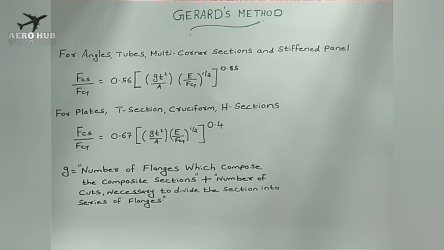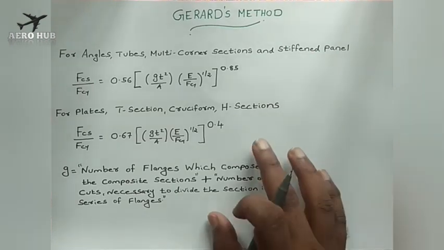In the past lectures, we were discussing the estimation of crippling stress for different types of airframe sections. For example, we estimated the crippling stress for a hat section and a square tube section, and we used a method called Needham's method. To estimate the crippling stress for different types of sections used in aerospace structures, we have one more method that is called Gerard's method.